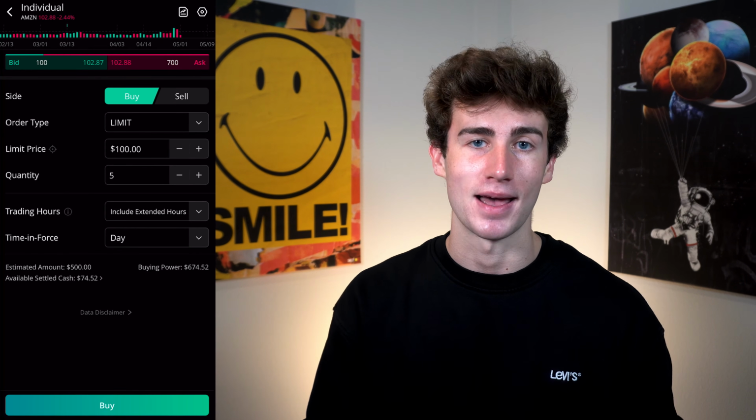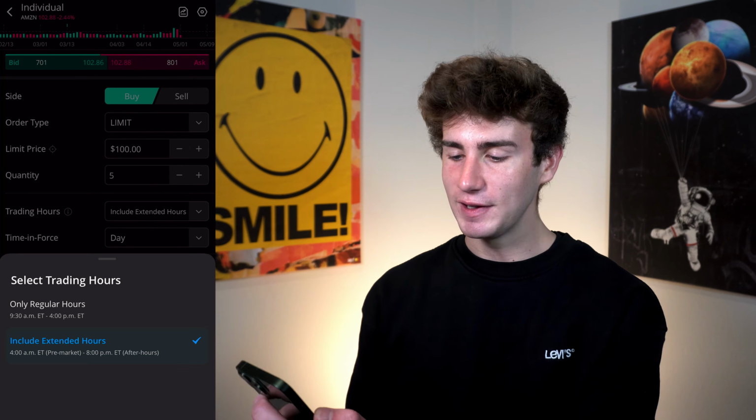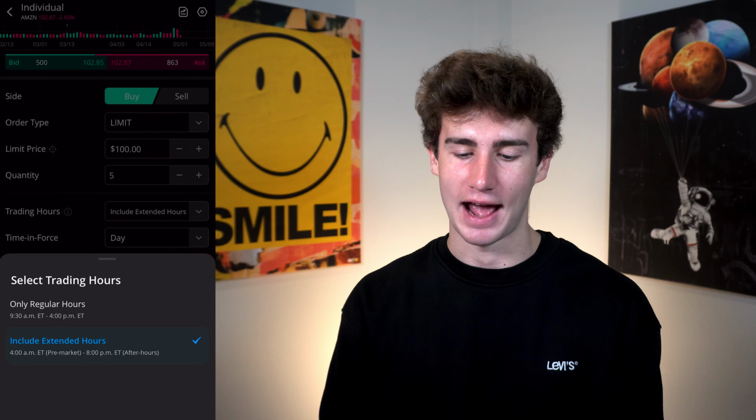And then the next 2 sections are trading hours and time in force. Now, these aren't important to a market order, but they definitely are when it comes to a limit. Starting with the trading hours, you can choose to have your order open and fillable during regular hours only, or during extended hours as well. Regular stock market hours run Monday through Friday from 9:30 a.m. to 4 p.m. Eastern time, but Webull also provides full access to extended hours trading, which runs from 4 a.m. to 9:30 a.m. Eastern. This is known as the pre-market session.